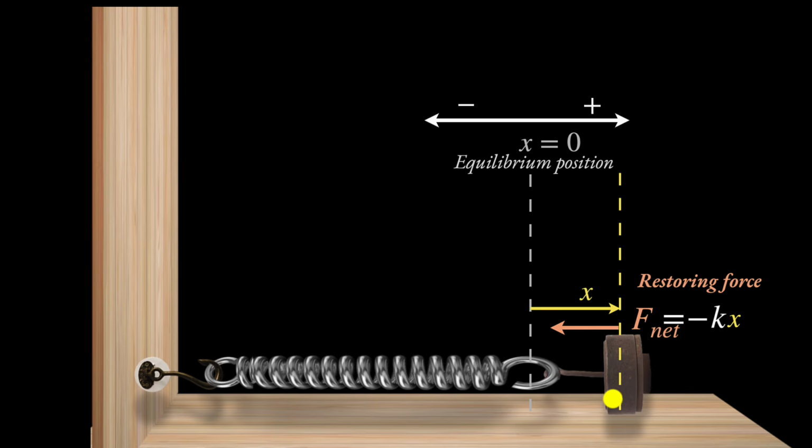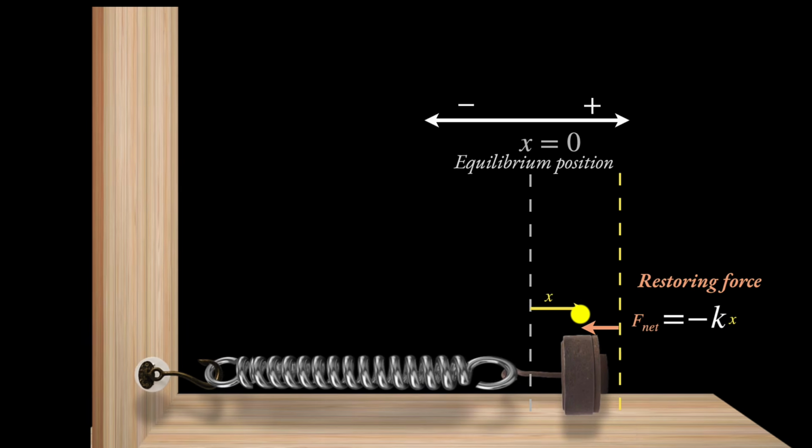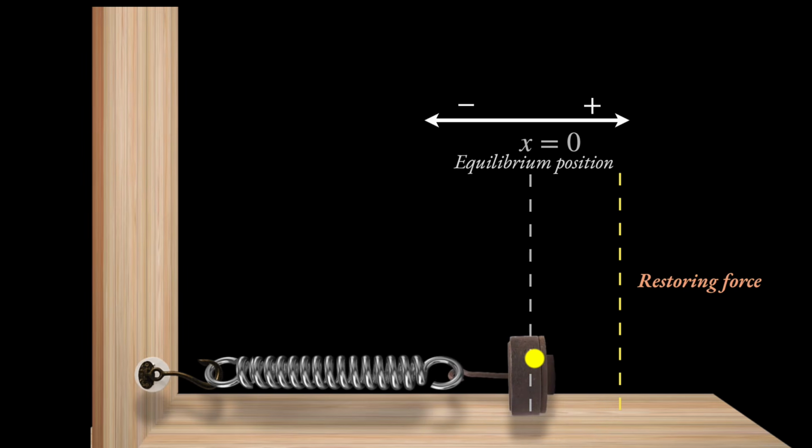Well, this mass is going to start accelerating towards the left. But as it does, notice its position reduces. And as the position reduces, the net force will reduce. But it will continue accelerating towards the left until it reaches this point, the equilibrium position. When x equals 0, the restoring force goes to 0. The net force goes to 0 now. But because it already has gained a lot of speed, it will overshoot.